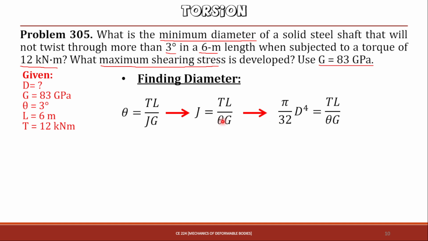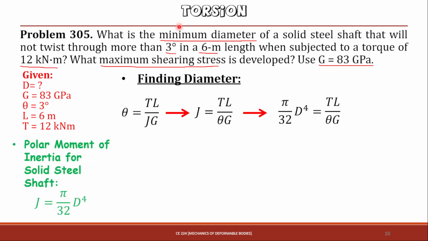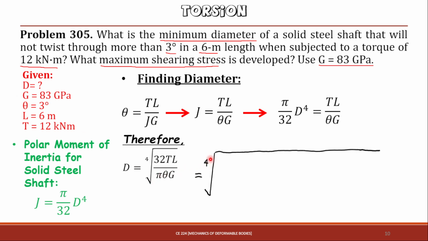Tapos, alam natin na yung polar moment of inertia for a solid steel shaft ay pi over 32 d raised to 4. So, ilalagay lang natin siya dito sa ating equation. So, we have pi over 32 d raised to 4 is equal to TL over theta G. Okay? And then, getting a formula for diameter, we will get the equation: d equals the 4th root of 32 TL over pi theta G. And then, it's just a matter of substituting yung mga values na given. So, given yung T, L, theta, at G, makuha natin yung answer natin for diameter.